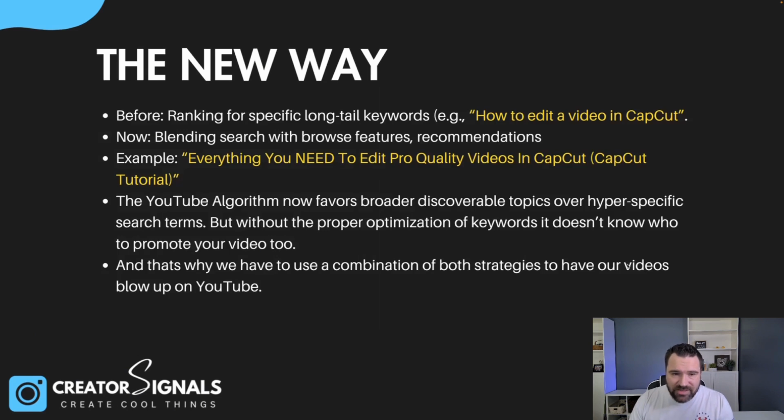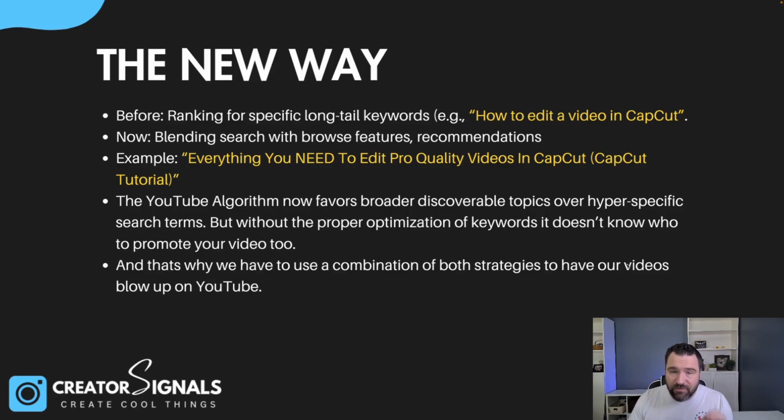So let's think about this as the new way that we want to optimize our videos. Before, it was all about ranking for specific long-term keywords. If I was in the CapCut tutorial niche, I would be creating videos like how to edit a video in CapCut, because chances are that's one of the things that people were searching to find. That's a longer tail keyword. Well, now the key is we want to blend search terms with some of those things that make those videos clickable, right? Things that will make people see those videos in browse features and in recommendations and also want to click them, but still optimize them in a way that they show up for search terms.